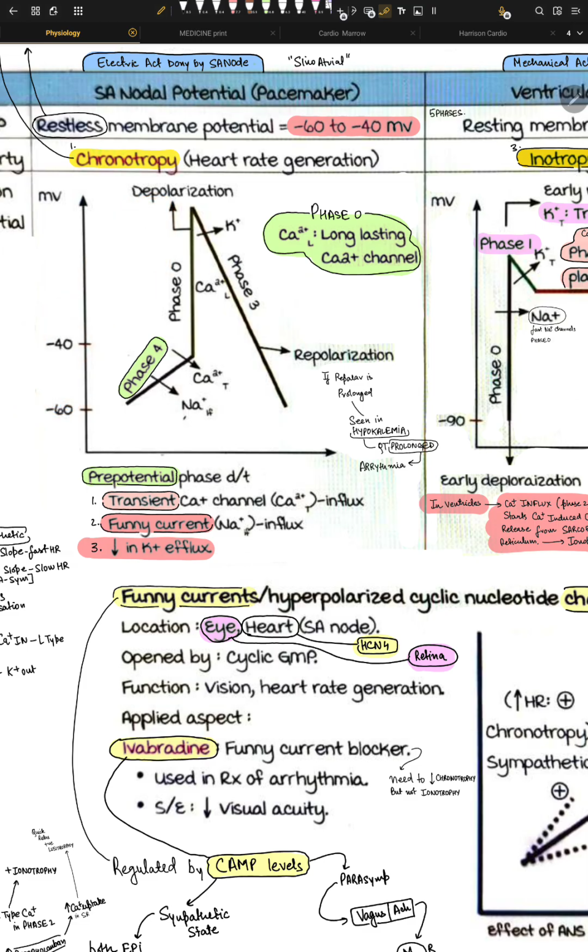So in phase 4, what happens is that positively charged sodium comes inside the cell, and there are these T-type calcium channels, okay? T means transient here. Transient means for a small time. So we have these transient calcium channels, the funny channels, and this potassium. So we have these three things happening in phase 4.